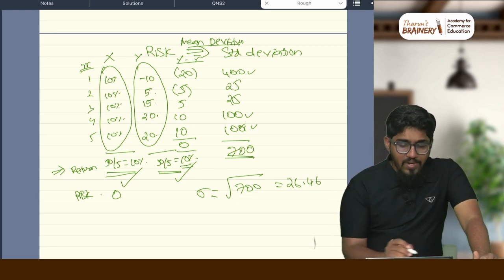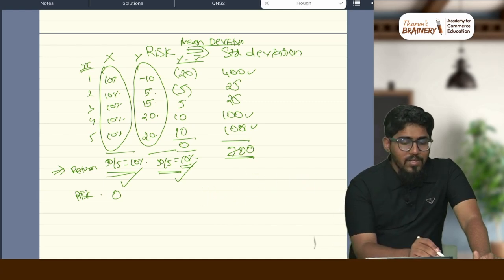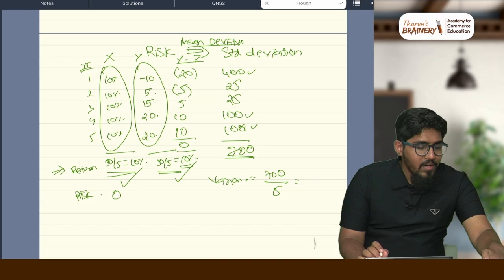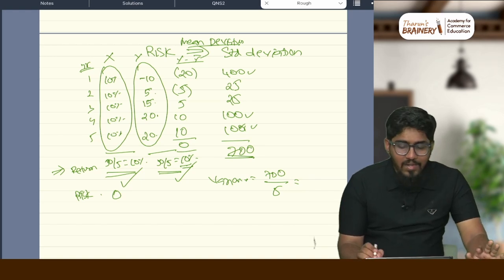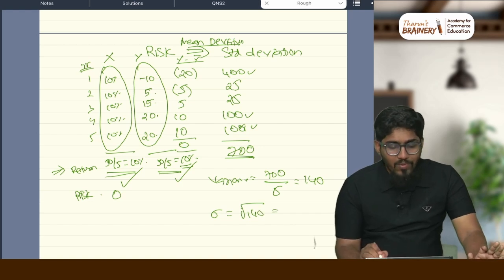Sorry, this is the 700, right? This 700 is for all the years. So what is my variance? My variance is not 700%. It is 700 divided by 5, which is 140. So my standard deviation is root of 140. So what is root of 140?